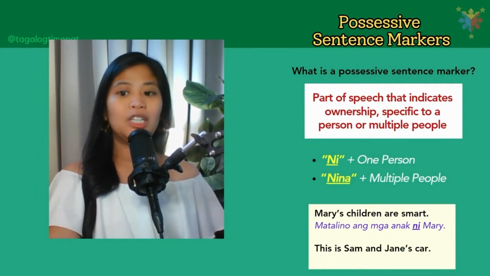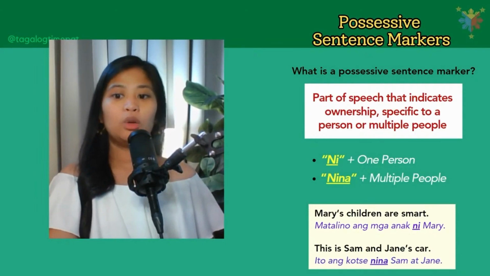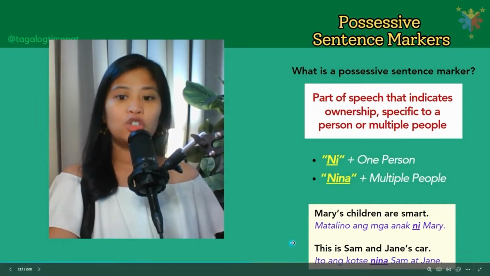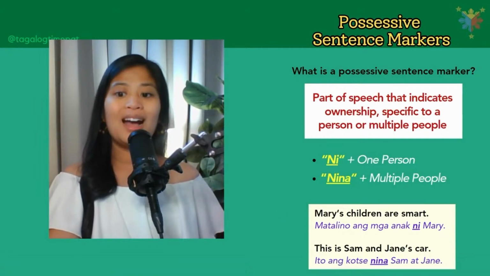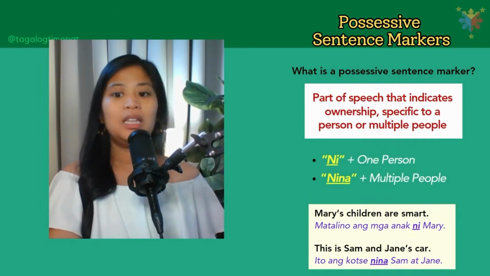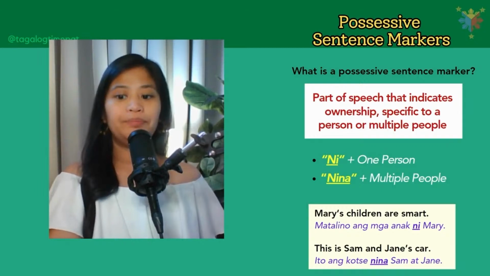Now, if we're talking about multiple people, like this is Sam and Jane's car, then you would have to use the word nina. Ito ang kotse nina Sam and Jane. So it's still that same sentence structure. Ito is the demonstrative pronoun, then it's the word ang, then it's the object kotse, and now instead of a pronoun, we're using someone's name, but then we have to use this possessive sentence marker, nina, because it's multiple people. So ito ang kotse nina Sam at Jane. This is Sam and Jane's car.